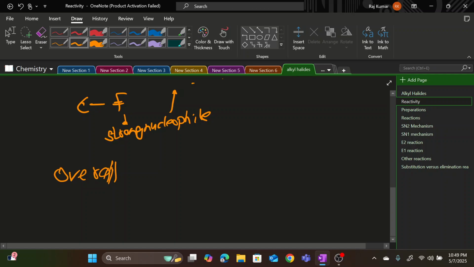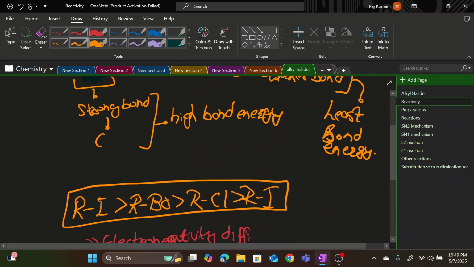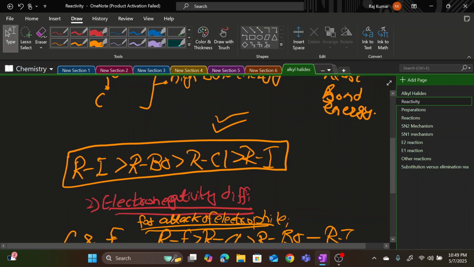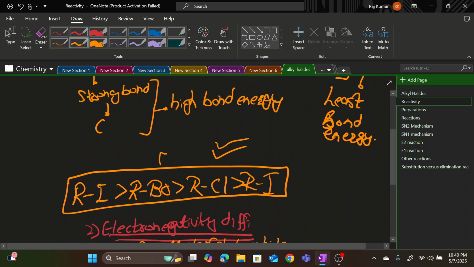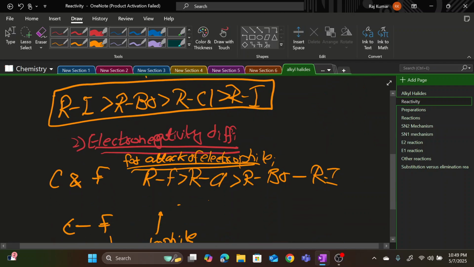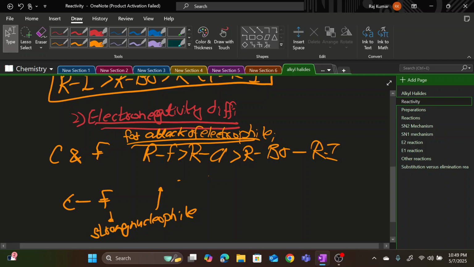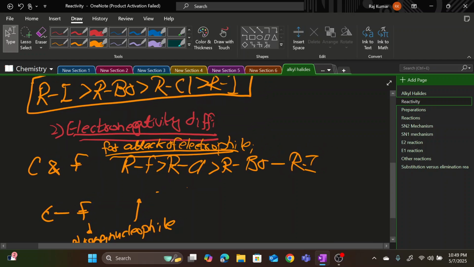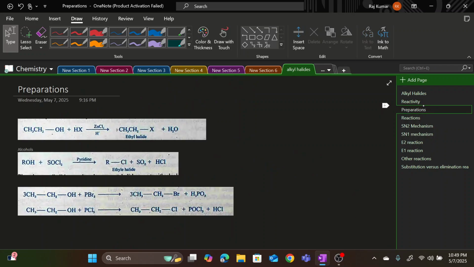Usually we do not have electrophilic reactions with alkyl halides, due to which when we consider overall what should be the reactivity of alkyl halides, we consider this, because this condition is valid for nucleophilic reactions, and for electrophilic reactions, electronegativity difference accounts. So usually electrophilic reactions are not done by alkyl halides, so we do not consider that. So that's about it. Let's move on to the next part, which is preparations.